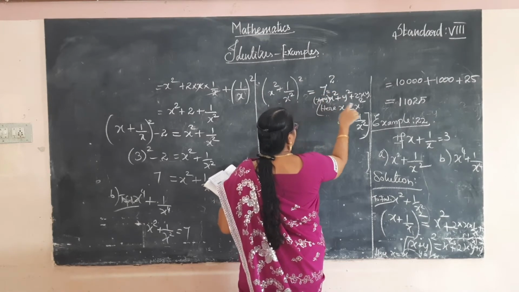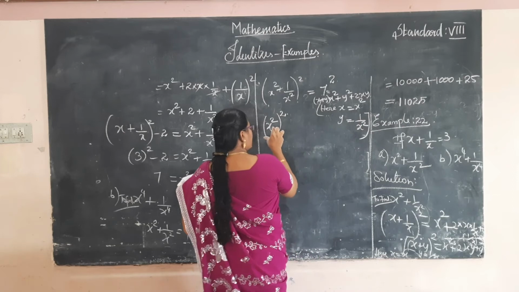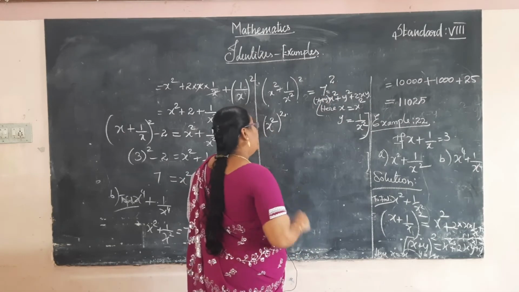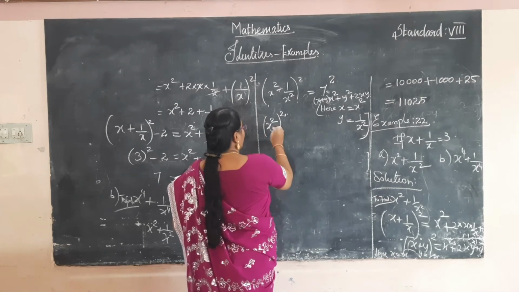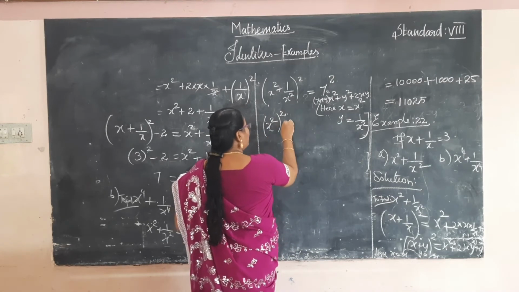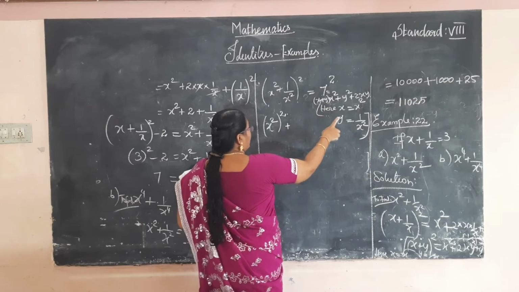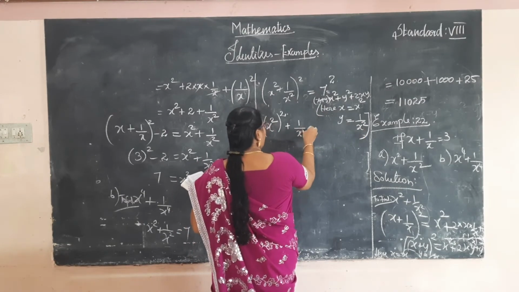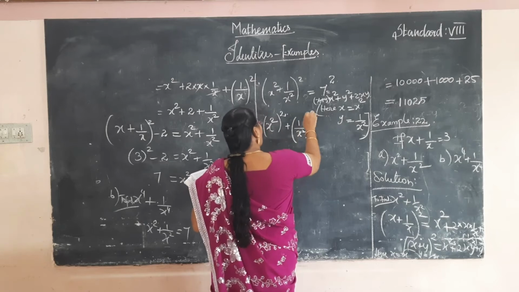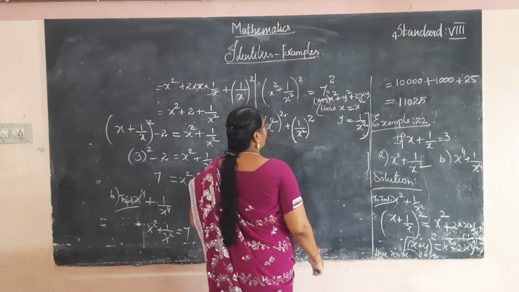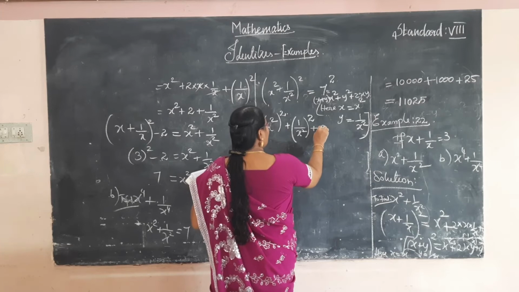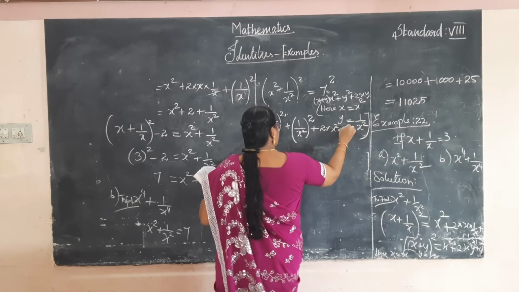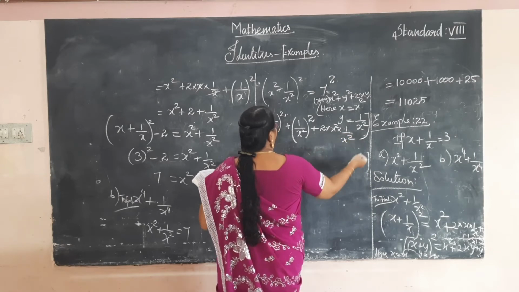Here the x value is x squared, already having the power 2 in the equation. So (x squared) the whole square plus y square, where the y value is (1/x squared) the whole square, plus 2 into x squared into 1 by x squared.